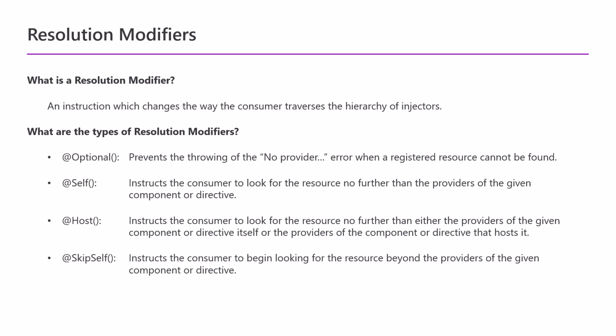Next, we have the self modifier, which instructs the consumer to look no further than its own array of providers in its own component or directive decorator. Next, we have the host modifier, which instructs the consumer to look no further than either its own providers array or the providers array of its hosts. The last resolution modifier is skip self, and this modifier instructs the consumer to begin looking beyond its own array of providers. Let's take a look at how each of these resolution modifiers works in our demo application.